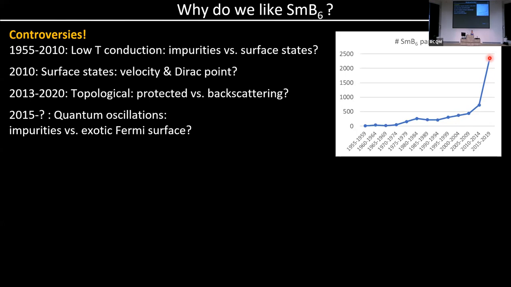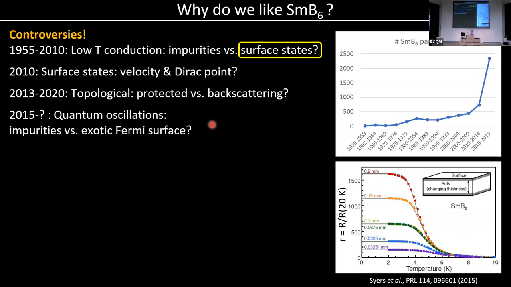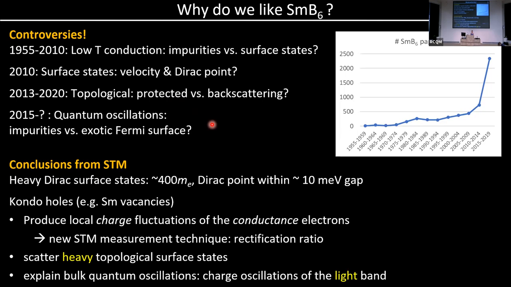So the controversies of the last decade have been the surface state velocity and location of the Dirac point, the topological protection of the surface state, whether there's any backscattering. And in the last 5 years, there's been a big controversy about the quantum oscillations, whether the bulk quantum oscillations are due to some kind of impurity effect or some kind of very exotic non-charge Fermi surface in the bulk of the material. Okay, so the surface state controversy has been solved. We know that there are surface states from a number of really beautiful and careful transport measurements. But I'm going to talk today about conclusions from STM on the subject of the other controversies.